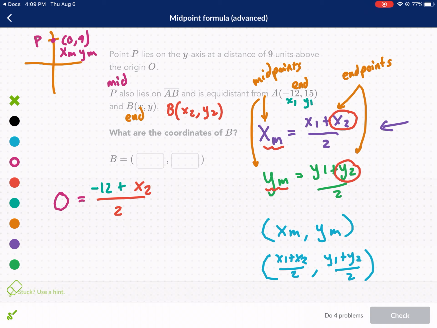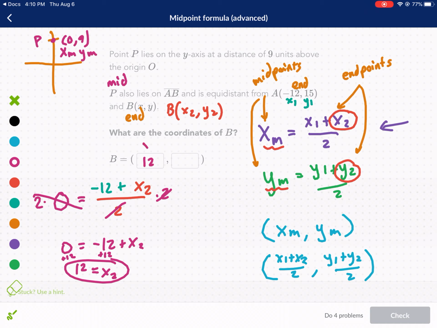So we'll go ahead and solve here. We're going to multiply both sides by 2 to get rid of the fraction. That's going to be 0 equals negative 12 plus x2. So add 12 to both sides, and we get 12 equals x2. All right, so we have x2 is 12. We're already done with the first step. This is our x2. Now we need to find our y2.